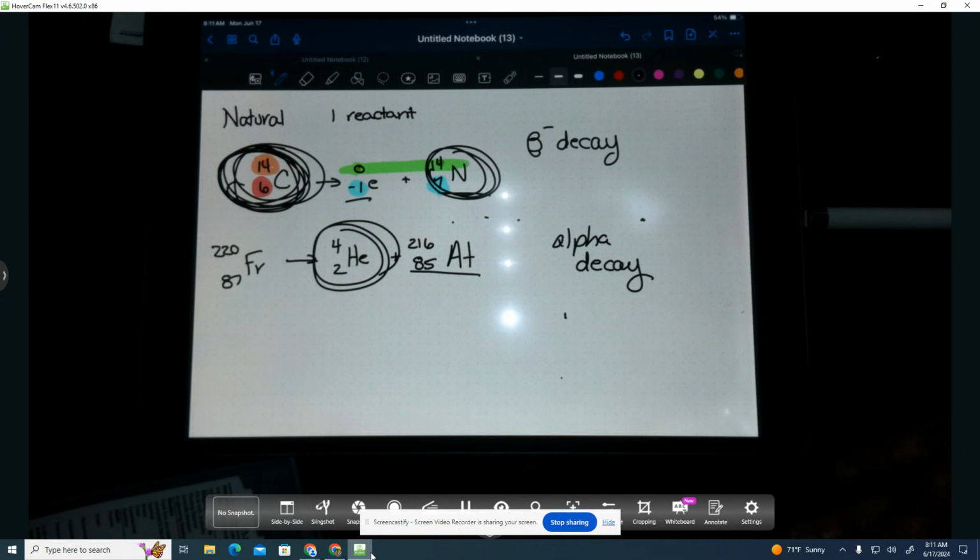All right, hit me with the next one. Or did you have more? Yeah. So we went over natural and artificial transmutation, fission and fusion. Everybody good with that? Okay, move on. What's next? Fusion.